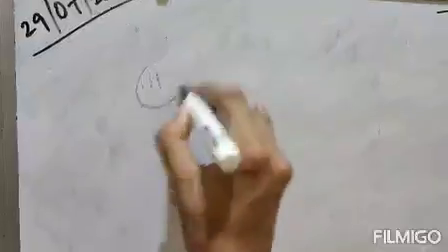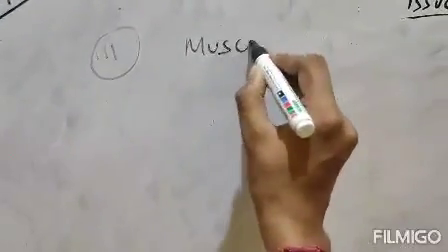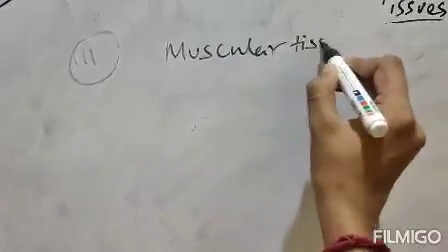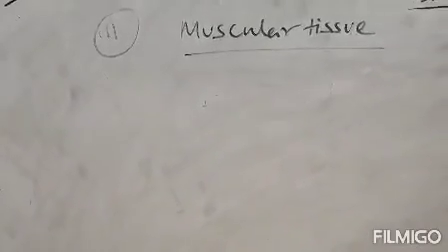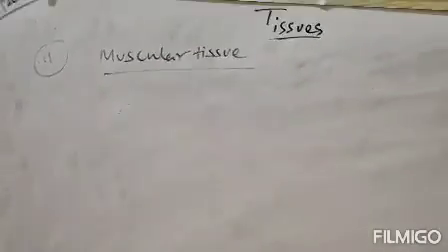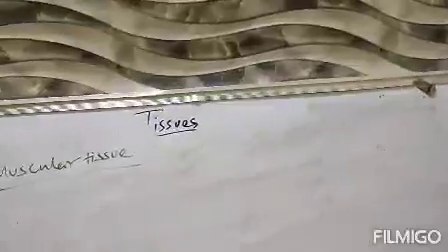We will move to the next of the basic tissues. The third tissue is muscular tissue. Now this muscular tissue is actually composed of, or consists of, elongated cells, which are called muscle fibers.